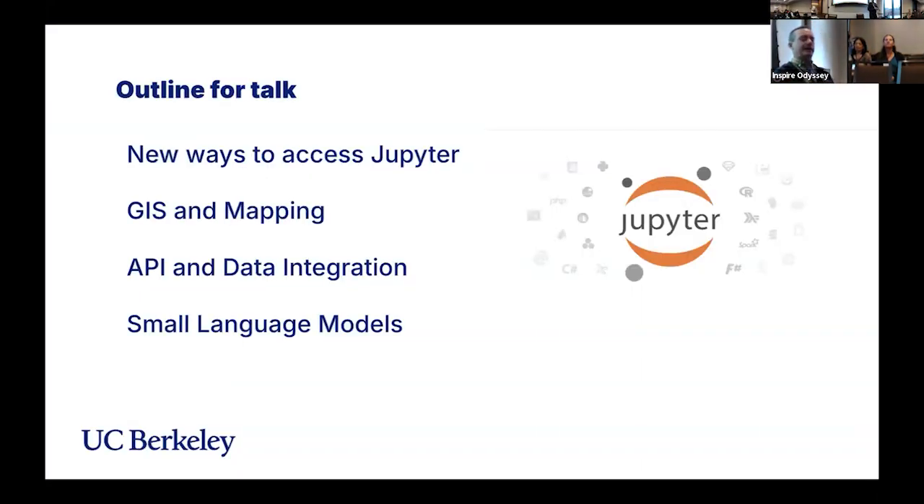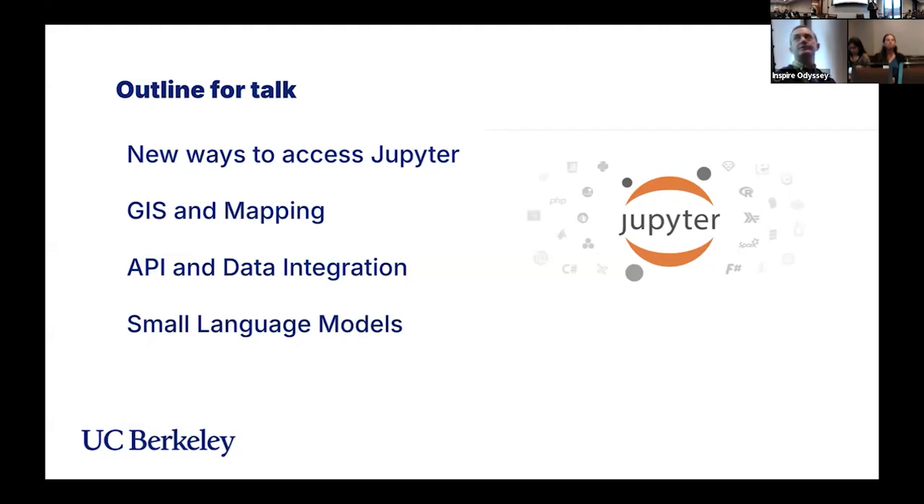I'm going to have a few different topics. One is new ways to access Jupyter. What are we doing in this space, and what do I think is happening in the next few years? I think there's potential. I'll always say this, but Jupyter is revolutionizing the field of education, and some things coming down the pike in the next couple of years are going to be big there as well.